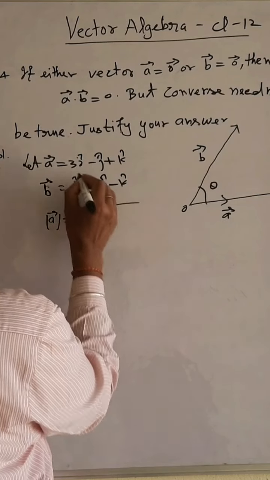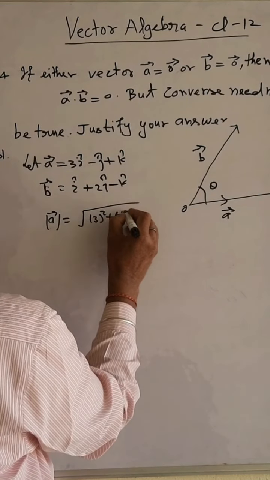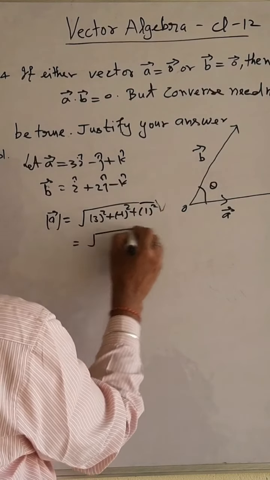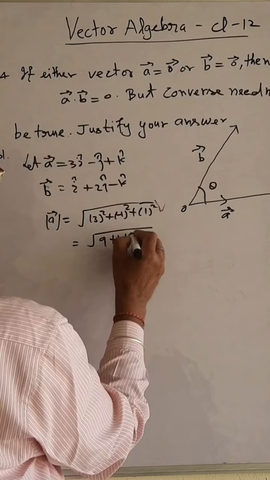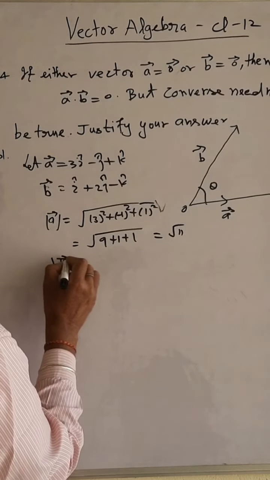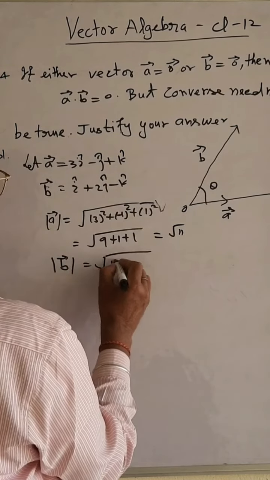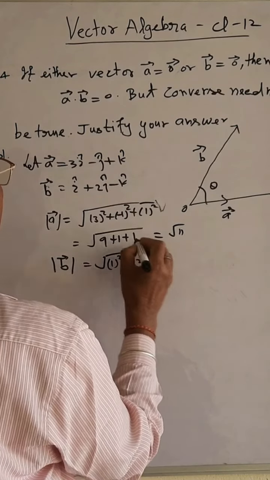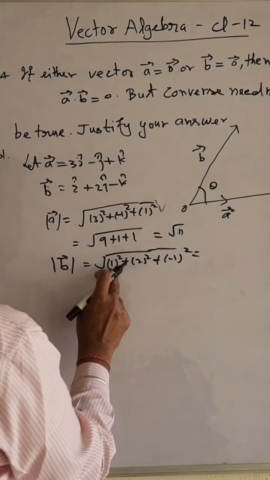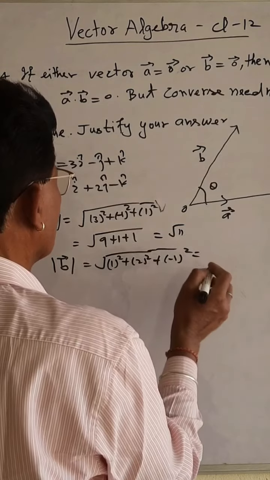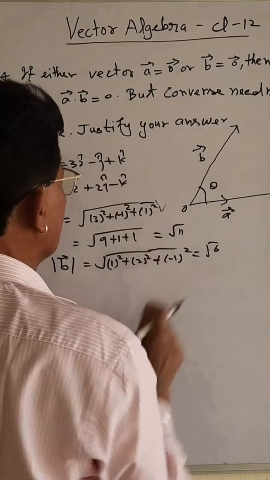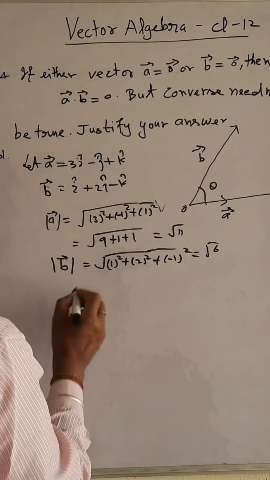Magnitude of vector A will be equal to root of 3 square plus minus 1 square plus 1 square, that is 9 plus 1 plus 1, which is root 11. Now the magnitude of vector B will be equal to root of 1 square plus 2 square plus minus 1 square, that is 1 plus 4 plus 1, which is 6. Its magnitude will be root 6. You see the magnitude of the vectors.